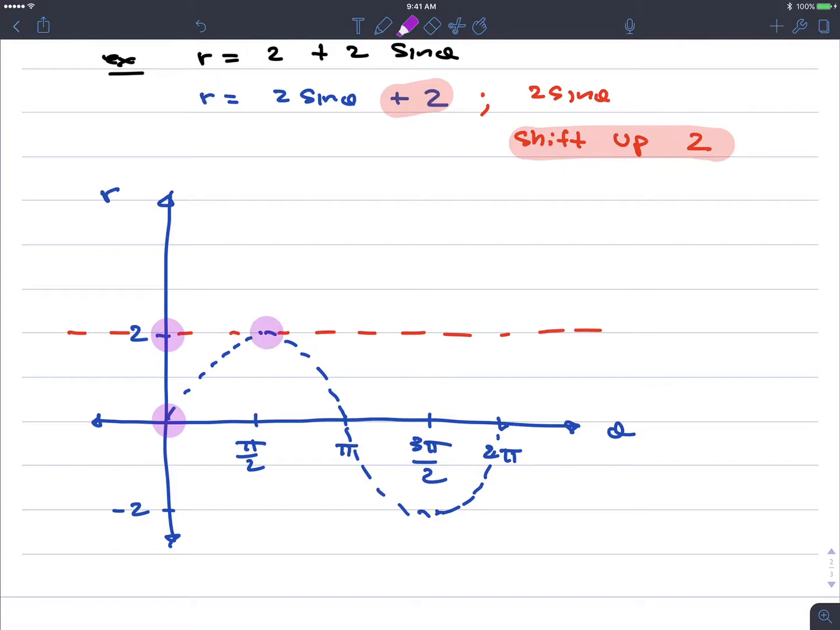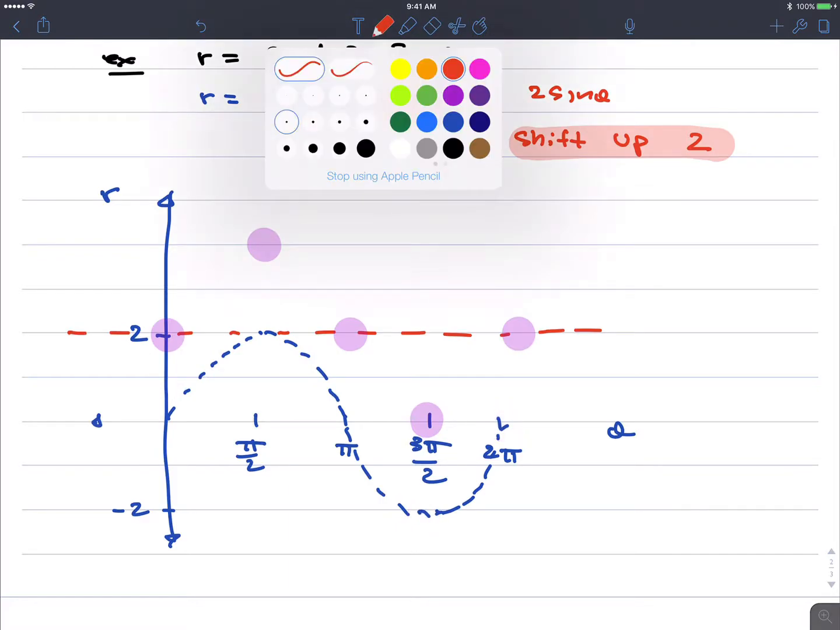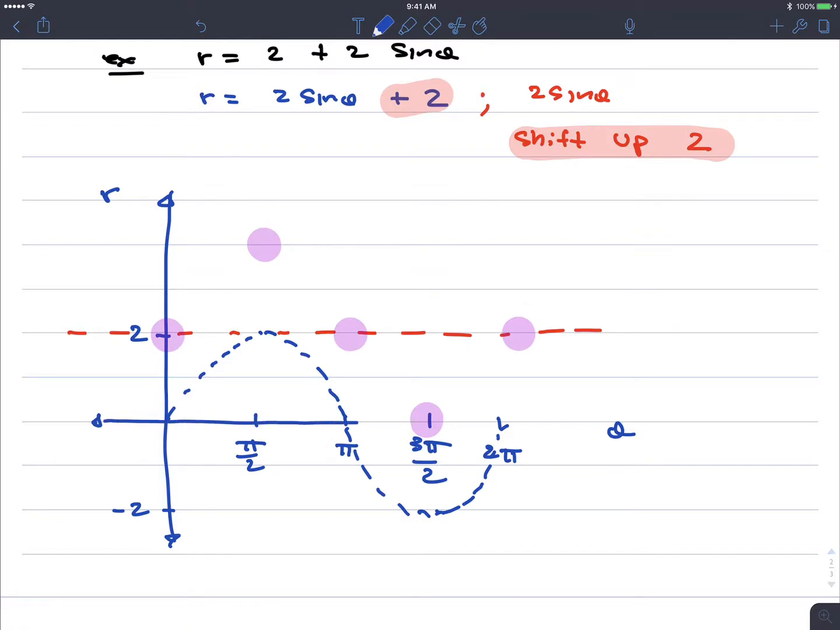At pi over 2, I have to go up what? 2. And then at pi, I go up what? 2. And then here, 3 pi over 2, I go up what? 2. And at 2 pi, I go up what? 2. So all these other points got shifted. Is that true? So if I sketch this curve now, I go here, here, here, and here.